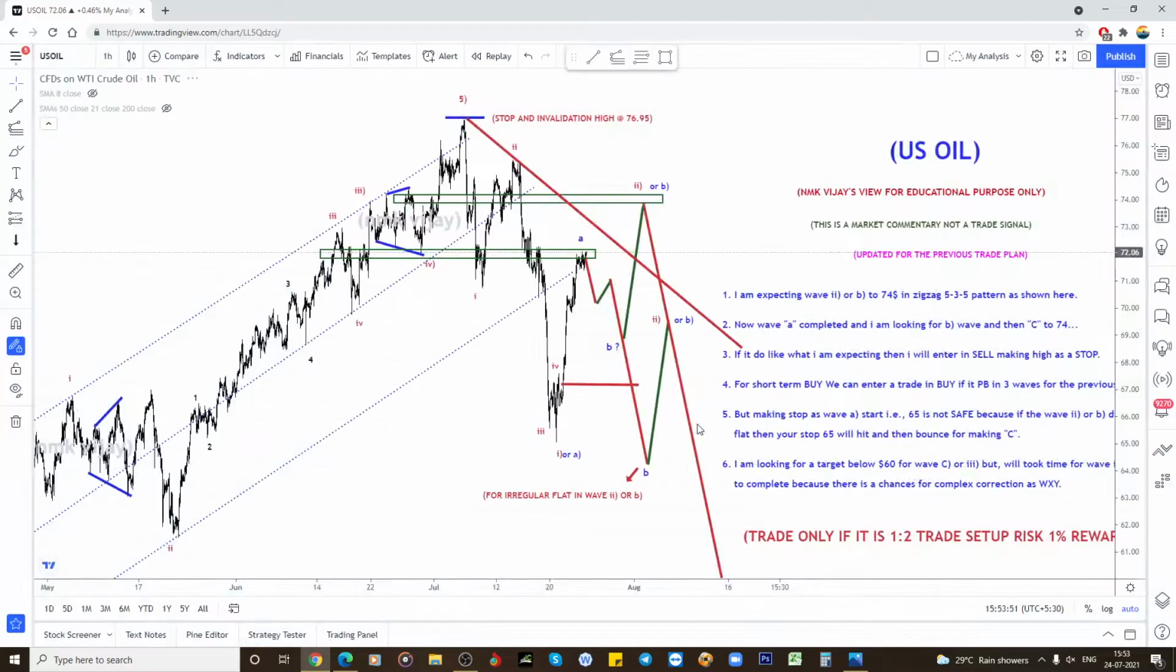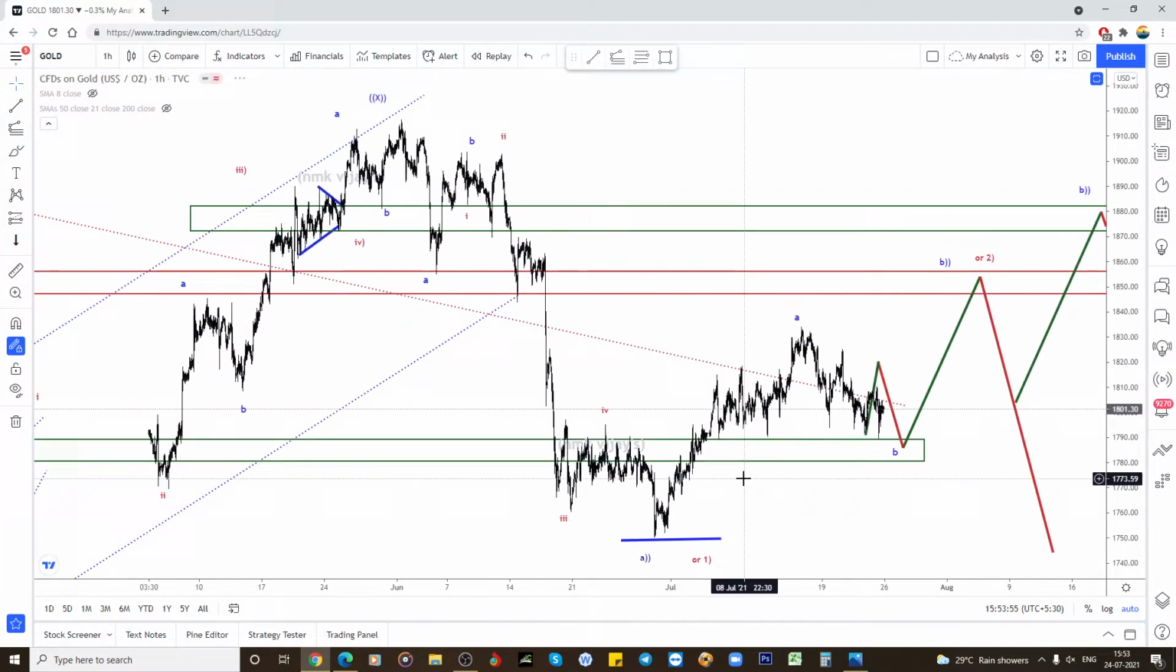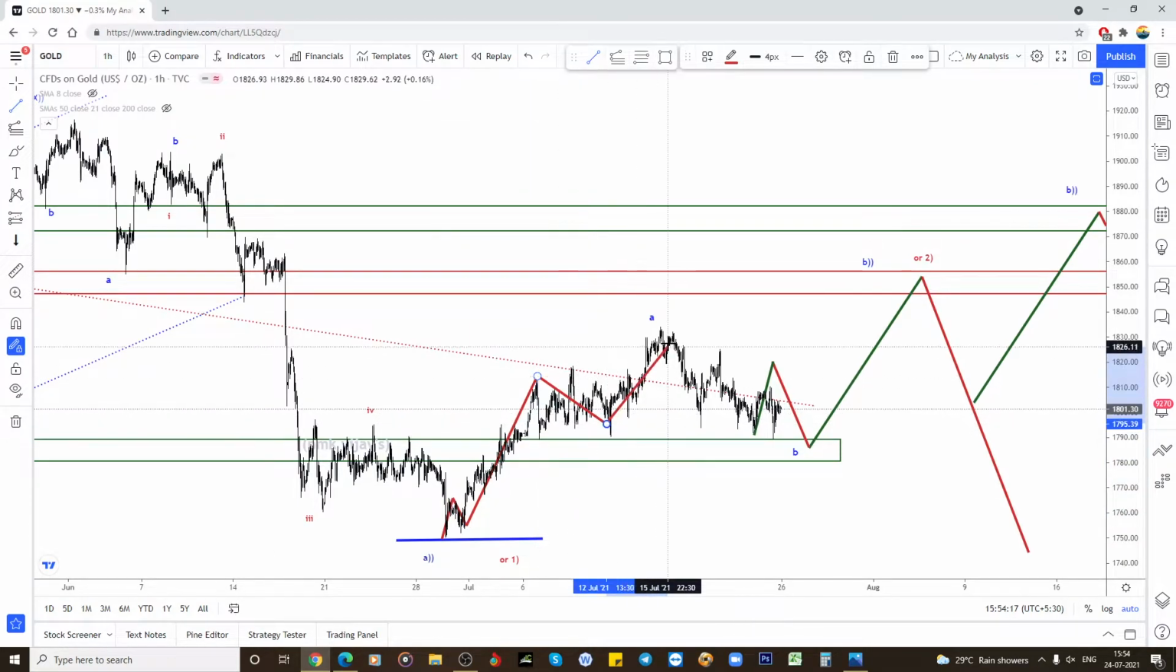So let's move on to gold. Last time, what I did is a W, this is the X, so I'm expecting this as an A, and this as a B, and then C has to reach up to 1850, but it already broke this low. So now I have considered this as 1, 2, 3, 4 and 5.